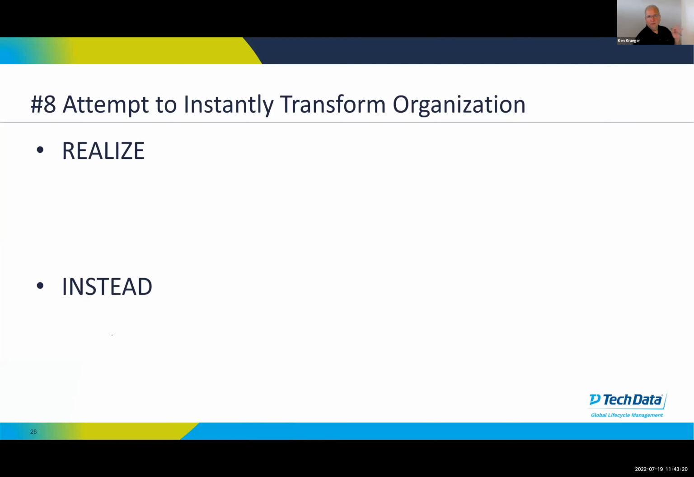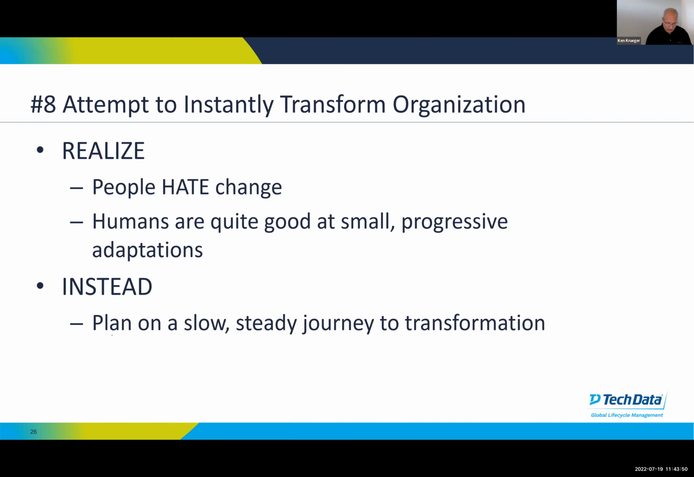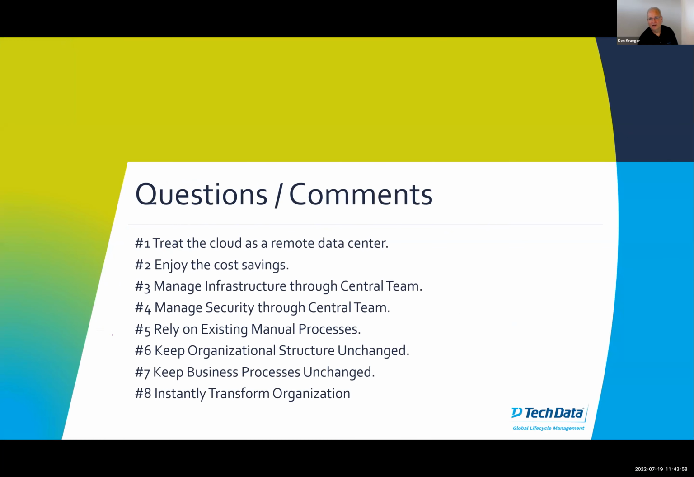Okay, there are a couple of immutable truths about reality that we have to understand. First of all, we like to think that we are flexible and dynamic people, but we're not. People hate change. There are different tolerances for change, but basically people don't like their whole lives upended. We just don't like it. But we are good at small incremental improvements and progressive adaptation. We're actually, as a species, kind of adapted to that. So instead of trying to transform overnight, just plan on a slow, steady progression to the cloud.